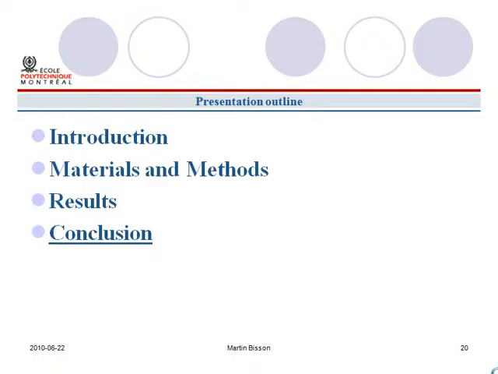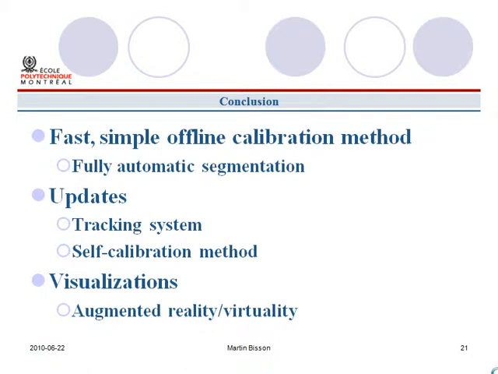So in conclusion, we developed a fast and simple offline calibration method with fully automatic segmentation, which minimizes the need for user interaction. We update our model using the tracking system for the extrinsic parameters and a self-calibration method for the intrinsic parameters. We also developed visualizations of the merged information. We use the augmented reality views and augmented virtuality views.